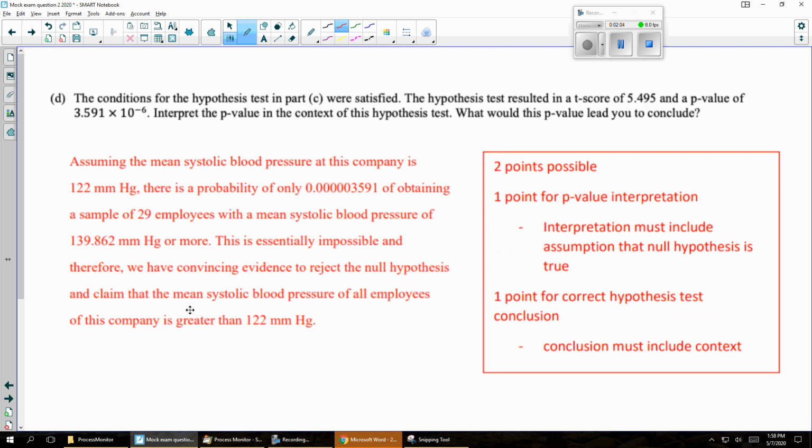The next part's worth 2 points, 1 point for interpreting a p-value, and your interpretation must include a statement that if H0 is true, assuming H0 is true, and then 1 point for giving a correct conclusion about rejecting H0 in favor of HA, and they required context on that. I might have given that 3 points, 1 point for the correct conclusion and 1 point for giving context, but this is how they chose to do it.